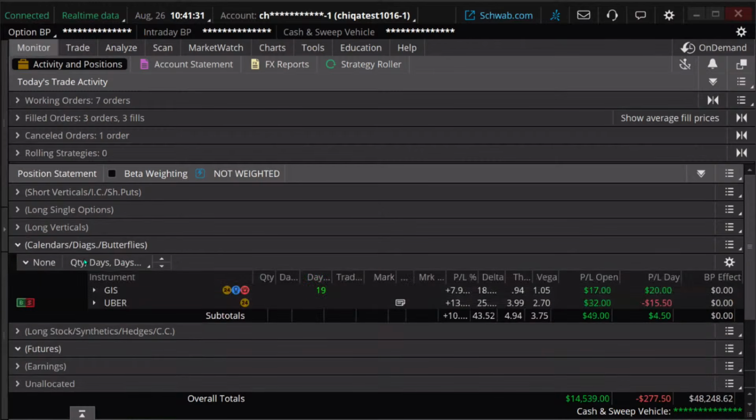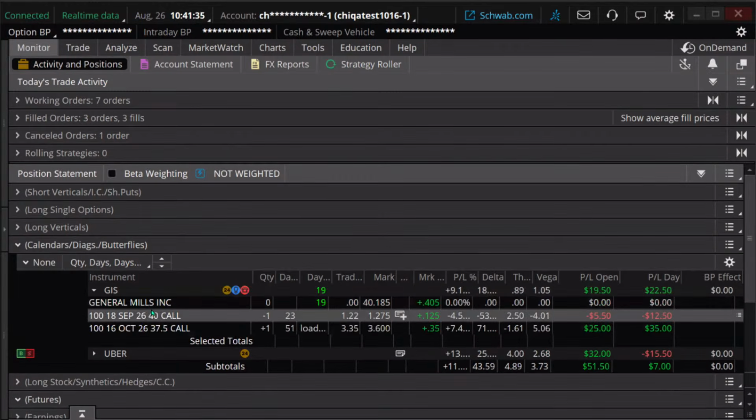But last Friday, we started to do some diagonal spreads. I did one on General Mills. We still have a ways to go till expiration, 23 days. We've only been in this a few days, so we're not going to get out just because of that.